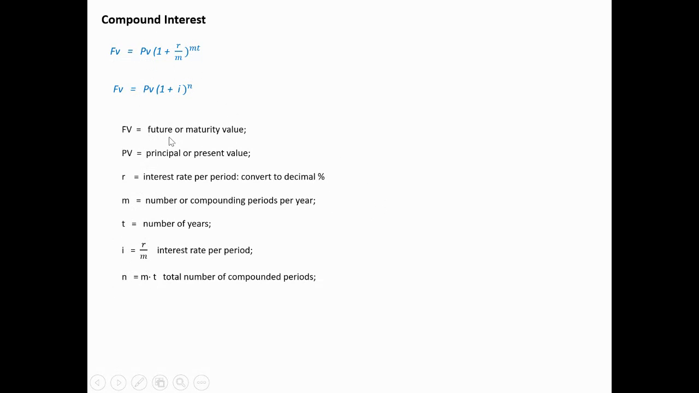So the FV stands for future or maturity value. The PV stands for the principal or the present value. The r stands for the interest rate per period. You convert it to a decimal.